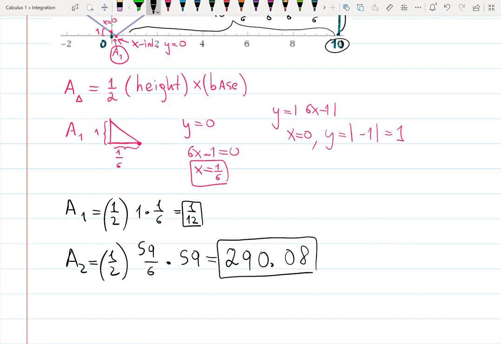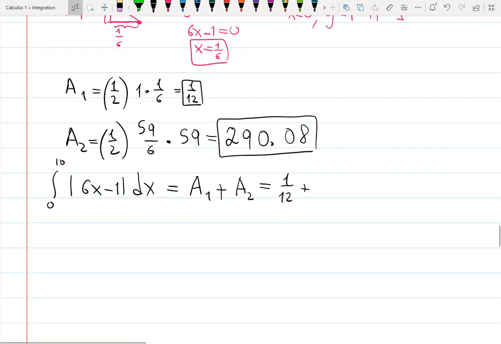Total area, or integral, I would say integral from 0 to 10 of absolute value of 6x minus 1 dx, will be exactly area 1 plus area 2 because both are above the x-axis, and that's going to be 1 over 12 plus 290.08, which is approximately 290.17, and that's the final answer.